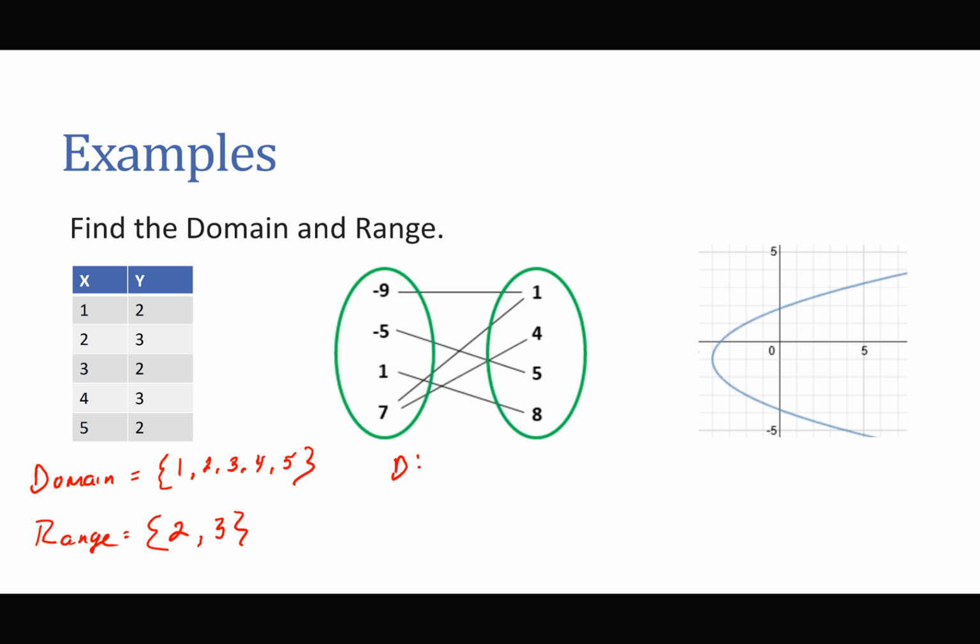With our mapping diagram here, domain is always on the left, range is always on the right. It's always set up this way. Even if it doesn't say it, domain is always on the left. So domain is going to be -9, -5, 1, 7. Range is exactly what's listed, 1, 4, 5, 8. Even though 7 goes to 1 and 7 also goes to 4, it's still a range of 1, 4, 5, and 8.